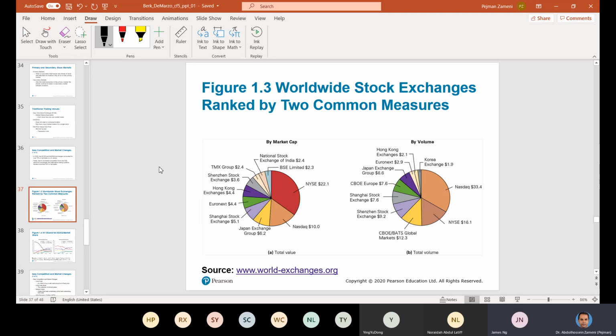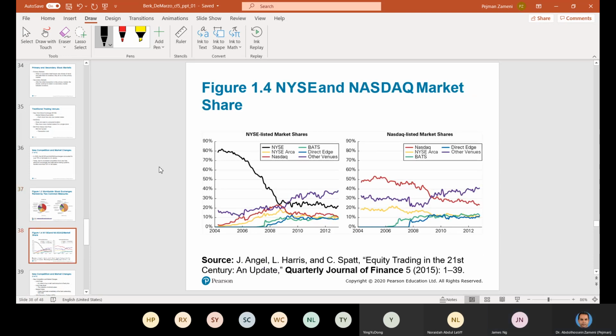And as I said, you can also refer to this slide and the next slide in order to get some idea.